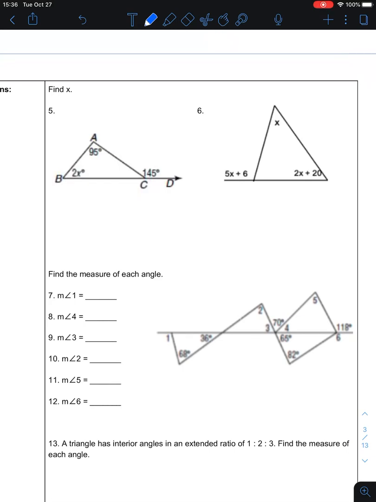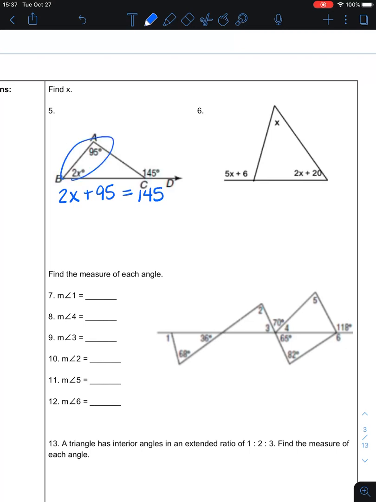So we can use that to find this. We've got an exterior angle of 145. We've also got A is 95 degrees and B is 2x. If we use the exterior angle theorem, then we know that the sum of the two remote or non-adjacent interior angles is equal to the exterior angle. This is not the only way to work this problem, so I'll show you that in just a second.